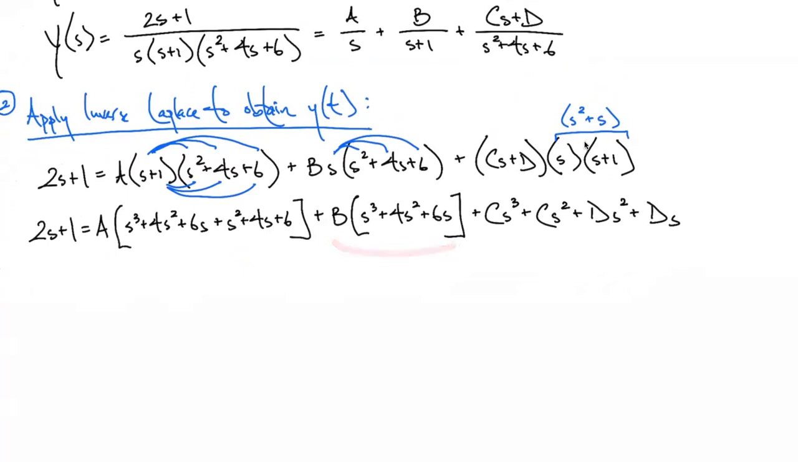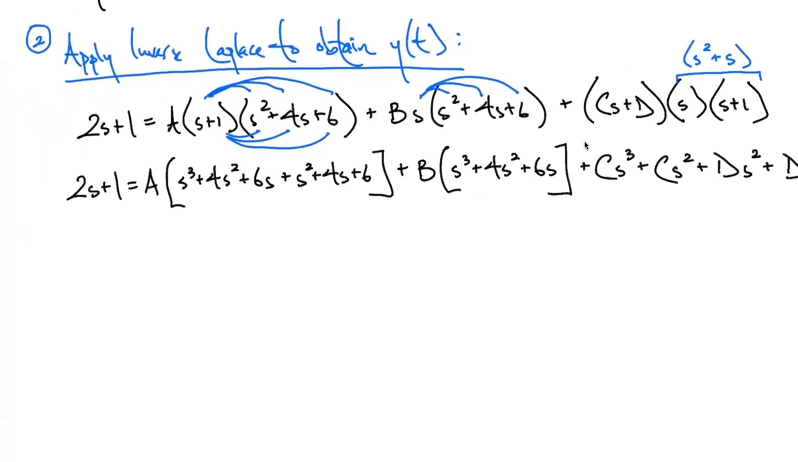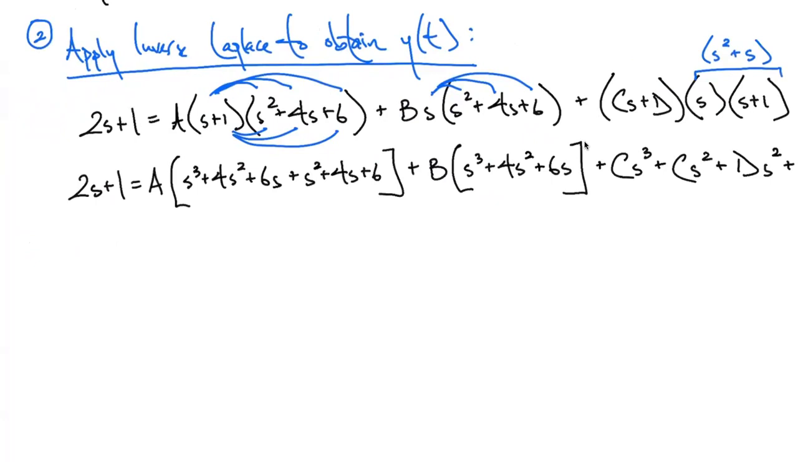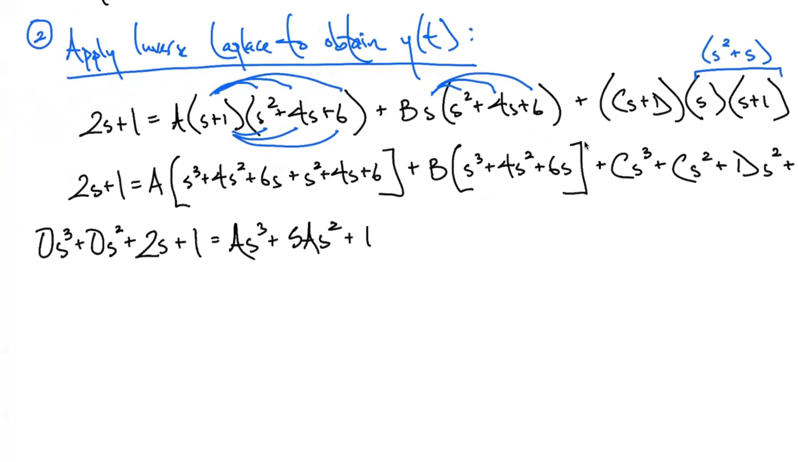Okay. Now I notice that I have some cubic terms and some quadratic terms, but I don't have those on the left-hand side. So at the same time, I'm going to write a little bit of extra stuff on the left-hand side: 0s cubed plus 0s squared plus 2s plus 1 equals, and now I distribute. So as cubed plus 5as squared plus 10as plus 6a.